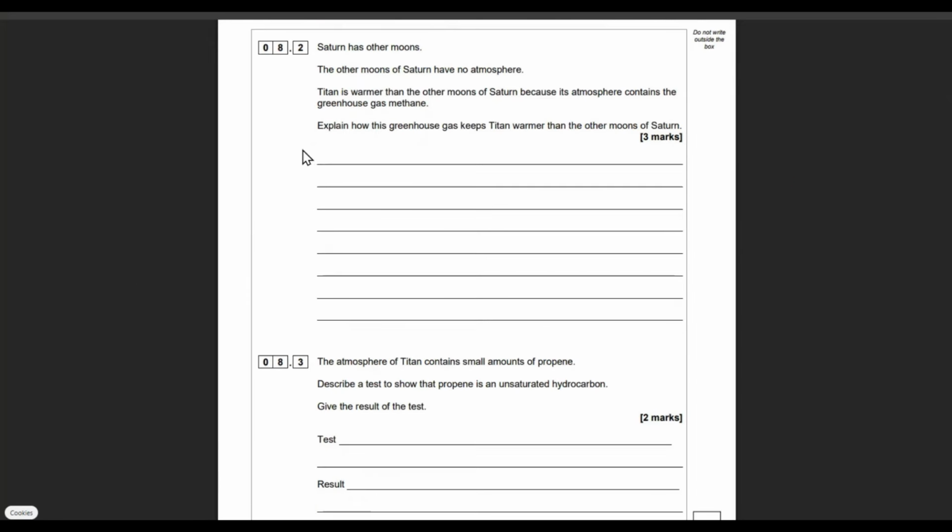All right, let's click on to 8.2, peeps. Saturn has other moons. The other moons of Saturn have no atmosphere. Titan is warmer than the other moons of Saturn because its atmosphere contains the greenhouse gas methane. Explain how the greenhouse gas keeps Titan warmer than the other moons of Saturn. Why don't you press pause on the video and have a go?